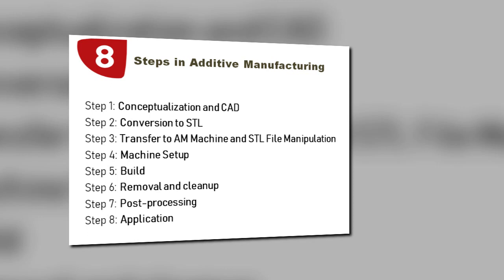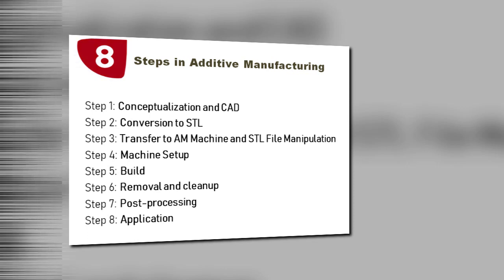Step 1 would be conceptualization and CAD. Step 2 would be conversion to STL file format. Step 3 is transfer to the additive manufacturing machine and STL file manipulation. Step 4 is machine setup. Step 5 is build, making your machine ready for the build up. Step 6 is the removal and cleanup. Step 7 is the post-processing processes. Step 8 is the application, the area where you are going to employ your produced part.